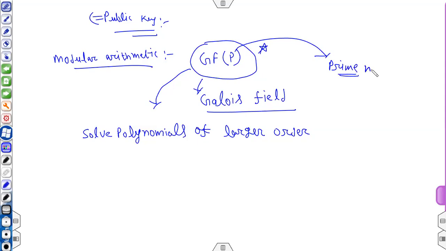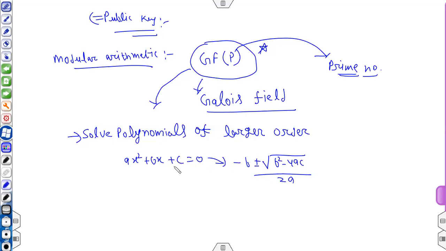Now, why do we need prime numbers and co-prime numbers? Because if we are having a quadratic equation like ax square plus bx plus c, we have a fixed rule for getting the roots of this equation, called Sridharacharya rule. Something like this: minus b plus minus square root of b square minus 4ac, upon 2a. With this we can easily find the two roots of a quadratic equation.